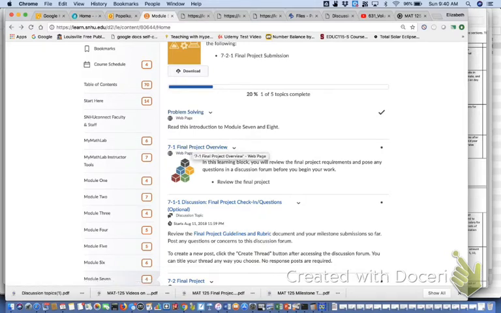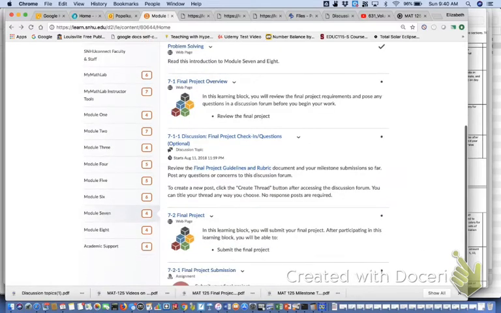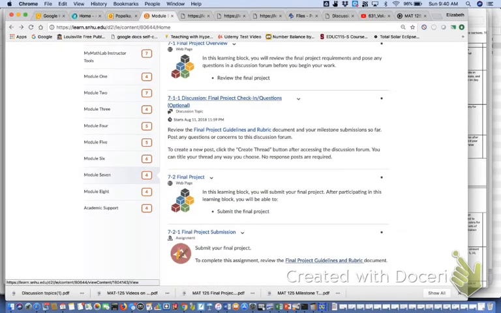7.1 just gives you a really brief overview. There's nothing even to click on. It just tells you basically, hey, in this learning block, you're going to do your final project. But here, I do want to turn your attention to where it says 7.1.1 discussion, final project check-in / questions.